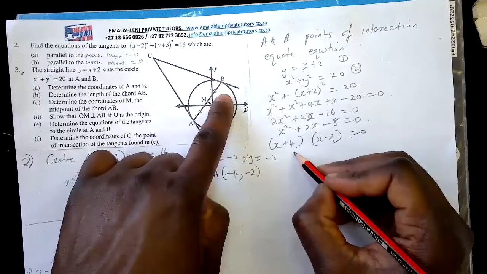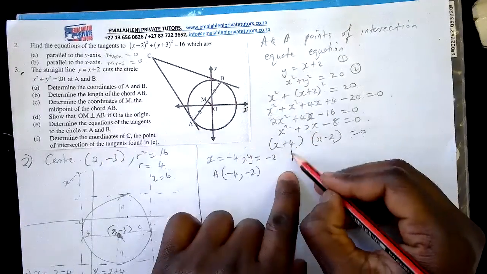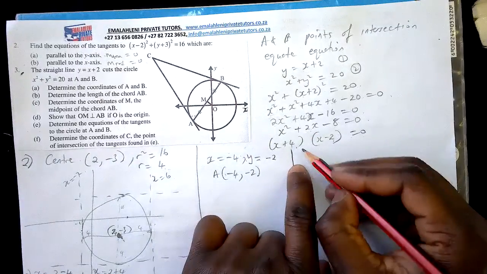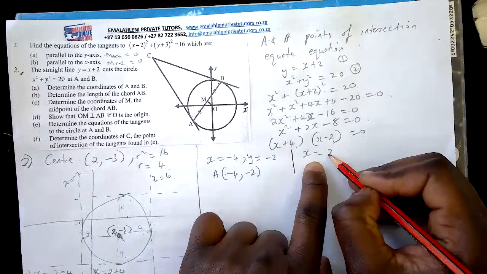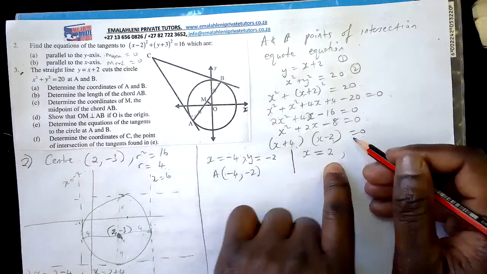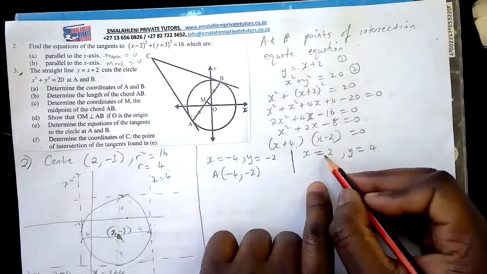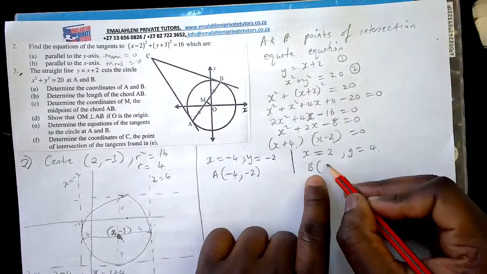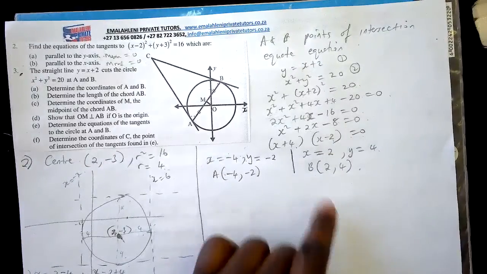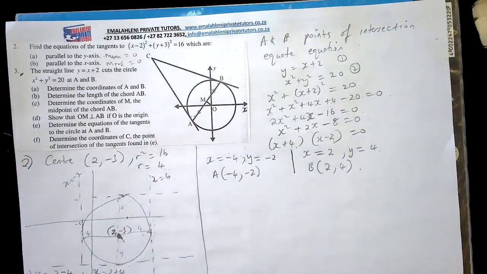Then what about B? We know that x is equal to 2, okay? Then what about y? y is going to be equal to 2 plus 2, which is going to give us 4. So what are the coordinates for B? B is going to be 2 and 4. Okay, that's what we have here. Those are the coordinates of A and B.